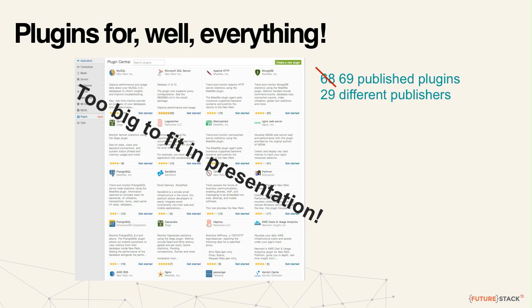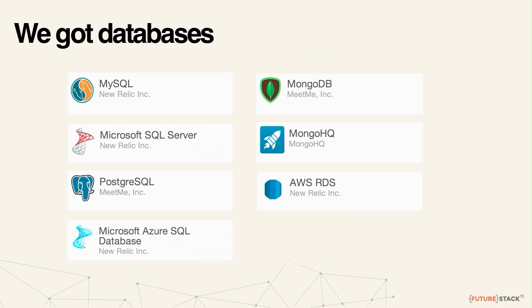I'm going to take you through a few of them just so you get a feel for what's in Plugin Central. So you have, for example, database monitoring. We've got MySQL, MongoDB, SQL Server, Postgres, AWS. So all of these database technologies now you can monitor in a first-class way in New Relic.